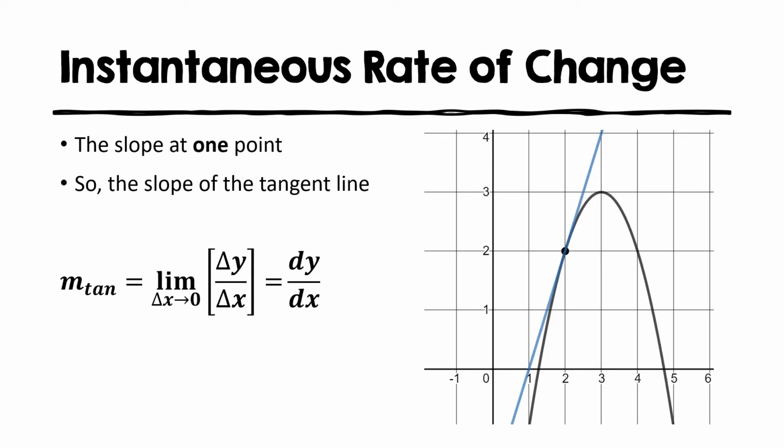The instantaneous rate of change is the slope at one point. So this just goes through that one point. And that is a tangent line, so it's the slope of the tangent line. So the slope of the tangent line is equal to the limit as the change in x approaches 0 of the change in y over the change in x. And one notation that we'll use is with differentials. That's what these guys are called. So the limit as delta x approaches 0 of the change in y is equal to dy, and the limit as the change in x approaches 0 of the change in x is dx.